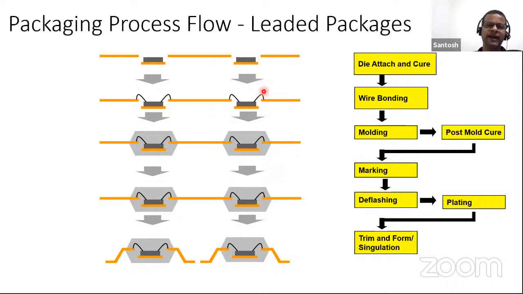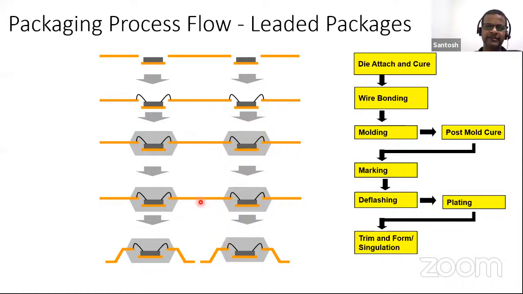Then there is wire bonding. This wire bonding is basically carrying the signal from the die to the external side. This is the wire bond, and then this is the molding process. In this molding process, the epoxy mold compound forms the encapsulation. So the die and the wire bond assembly is encapsulated inside the mold compound.